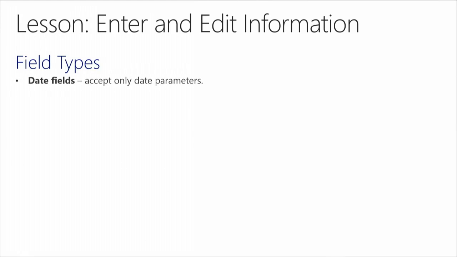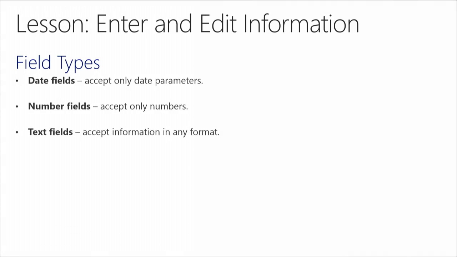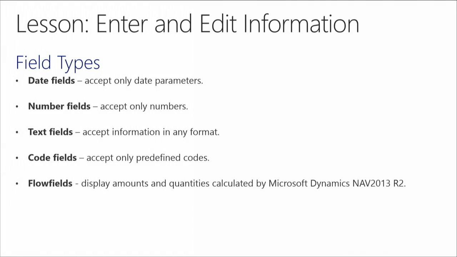Okay, so first of all, we have date fields, which only accept date parameters, but for which we can also use shortcuts, as I just said. Then we have, of course, number fields. There are text fields, such as description fields, code fields with only predefined codes, and then also typically for NAV, flow fields. And so a flow field will display an amount, but by clicking on the amount, you will see the detail of the amount. So it's an amount calculated by NAV. So I will show you an example in a couple of moments. But let's first have a look at date shortcuts.